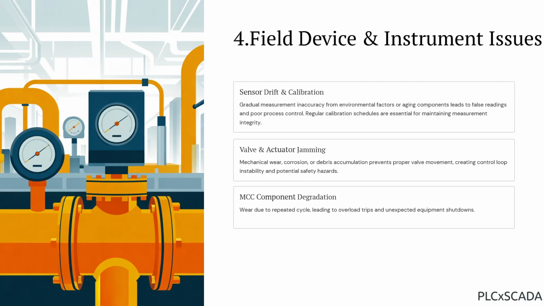Now next one, field devices and instrument issues. Everybody knows if a sensor gives a false reading, SCADA shows a false reading. Even 1% drift in the pressure transmitter may run the PID harder, the motor runs hotter, and it is a fantastic invitation to failure. So wrong data is more dangerous than no data.